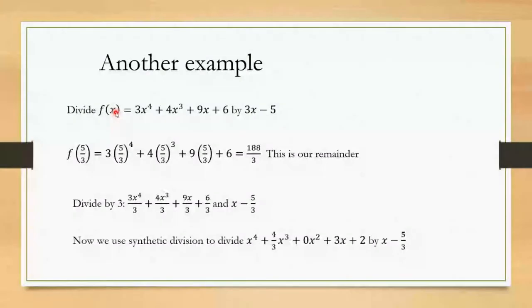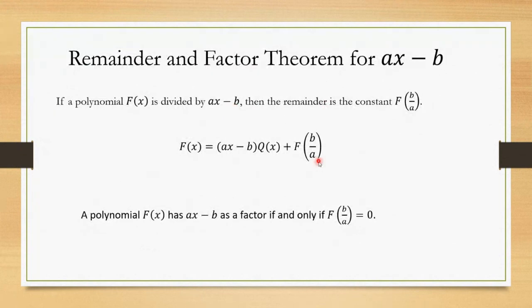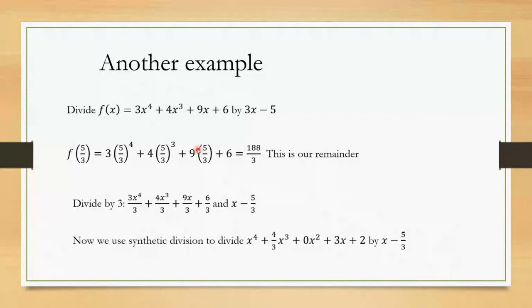I'm just calculating this f at 5 over 3, right? Here we had ax minus b, b over a, so I'm doing this at 5 over 3. And this tells us this will be the remainder if we divide this here by this. So in particular, this is not a factor of this. That's okay. Okay, that's great. Now, to actually divide and use synthetic division, as you can see, we divided by 3, both the dividend and the divisor. So we're going to use synthetic division here.